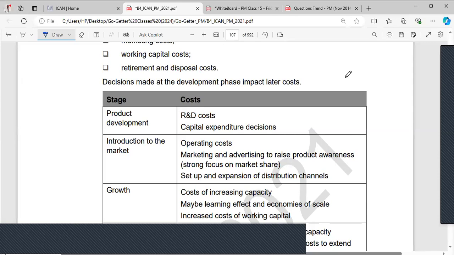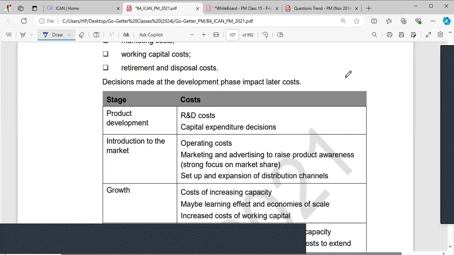Then when we introduce the product into the market, we'll be talking about operational costs. Operational costs will go high because you're just starting. You need to also increase advertisement costs so that people will be aware of your product. You have a strong focus on market awareness, and you want to get market share. So you keep increasing your awareness and your distribution so that people will know you everywhere. So set up distribution cost.